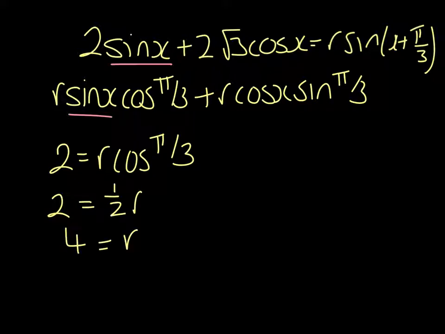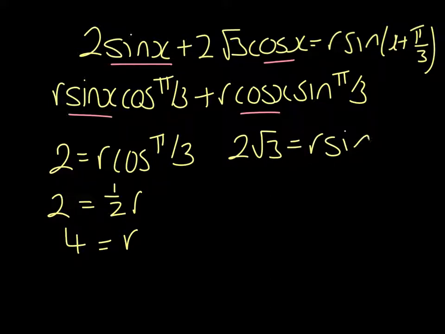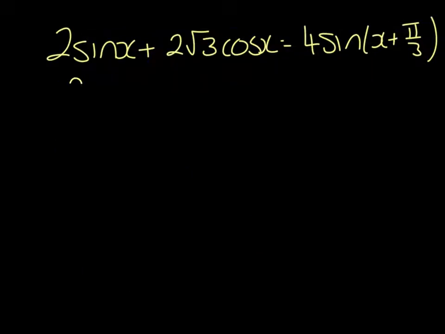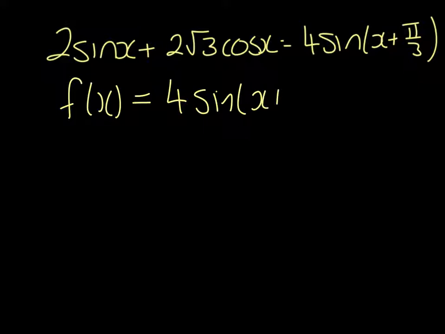And I'm just going to check this with the other one. Cos x and cos x, which means that 2 root 3 has to equal r sine pi over 3. So 2 root 3 equals r root 3 over 2, and again r is 4. So f of x equals 2 sine x plus 2 root 3 cos x. That means we can say that f of x is 4 sine of x plus pi over 3.